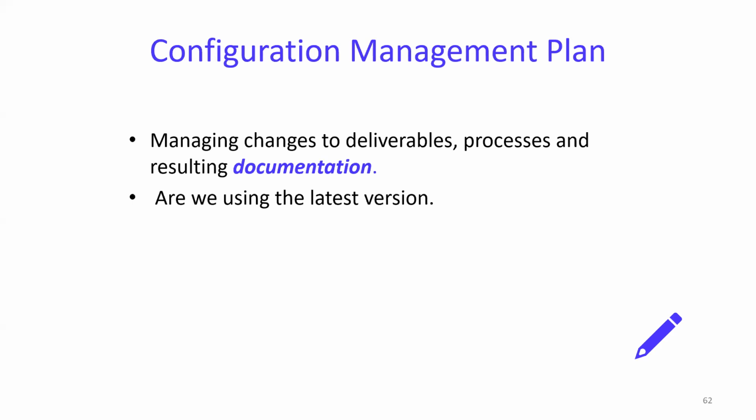Now, configuration management plan talks about the deliverables, process, and resulting documentation. So it's like, are we using the latest version? So configuration is with respect to versioning. Remember that. Configuration is with respect to versioning. Change management is with respect to changes. Don't get confused. Okay. It's like version 1 to version 3, version 4. That's the configuration management plan.